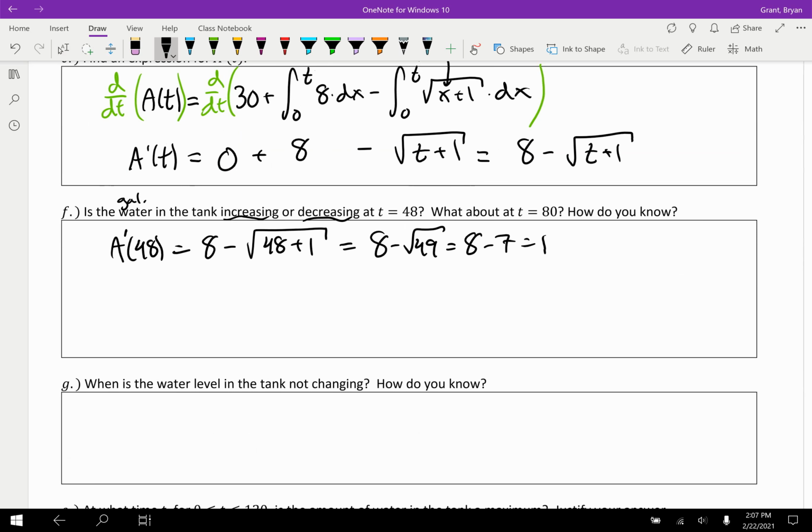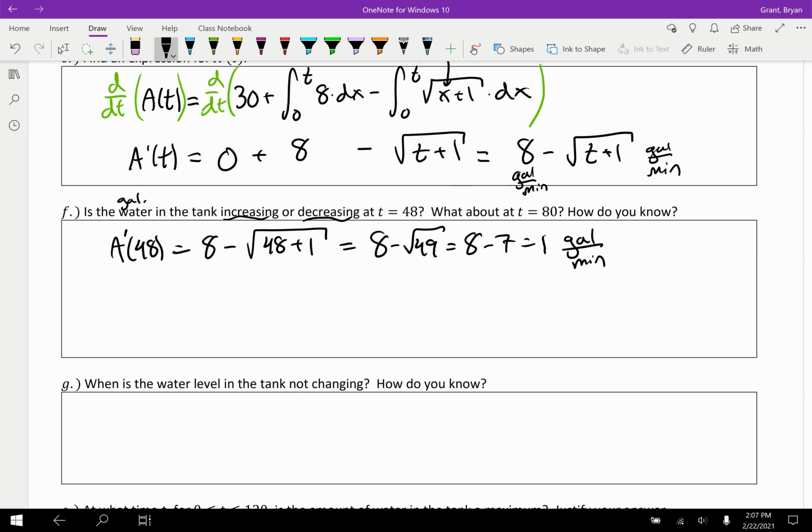Let's give that some units. 8 was in gallons per minute. The square root of t plus 1 was in gallons per minute, so they have the same units. So when you put this together, the units don't change, and we get 1 gallon per minute.